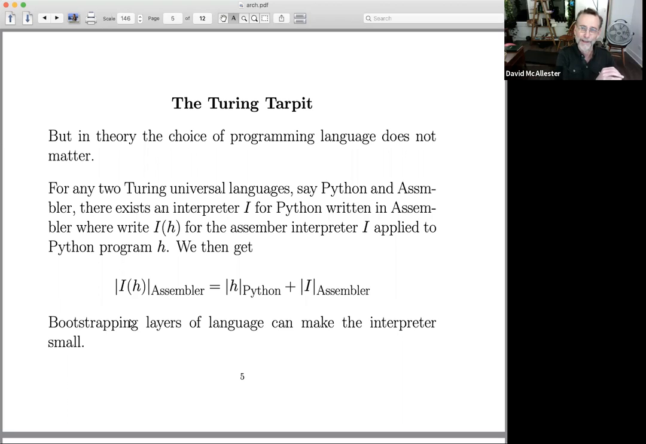And then if I want to write something in assembler, I simply pass a Python program as input to the Python interpreter. So if I bootstrap within the assembly programming language by writing a Python interpreter there, then if I've got a target function I want to represent, h, the number of bits it takes to represent that in assembler is the number of bits it takes to represent it in Python plus the number of bits it takes to write the interpreter. So that means that for any function, the number of bits it takes to represent that function just has an additive constant relative to assembler. So there's this sense in which all programming languages are equivalent, and that's the Turing tar pit.